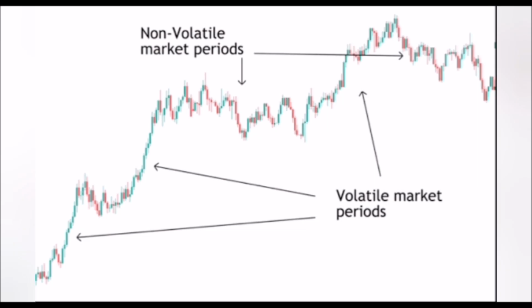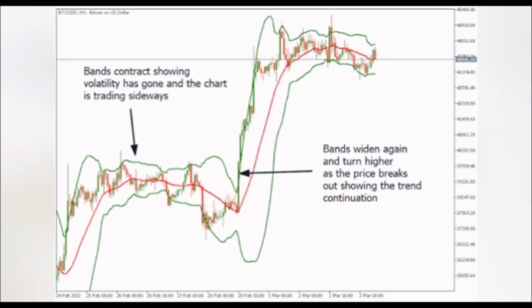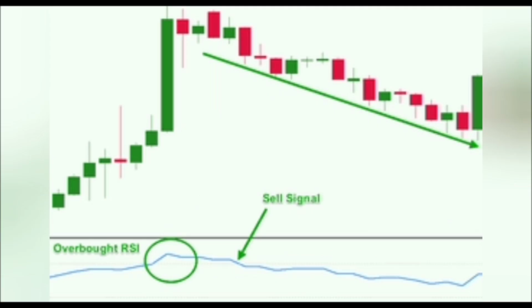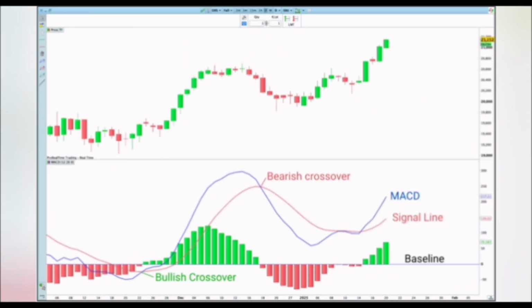How it forms: buyers push price to a high, sellers reject that price level. Buyers attempt again but fail to break the previous high. Price collapses below support. This confirms the pattern, which is going to be bearish.